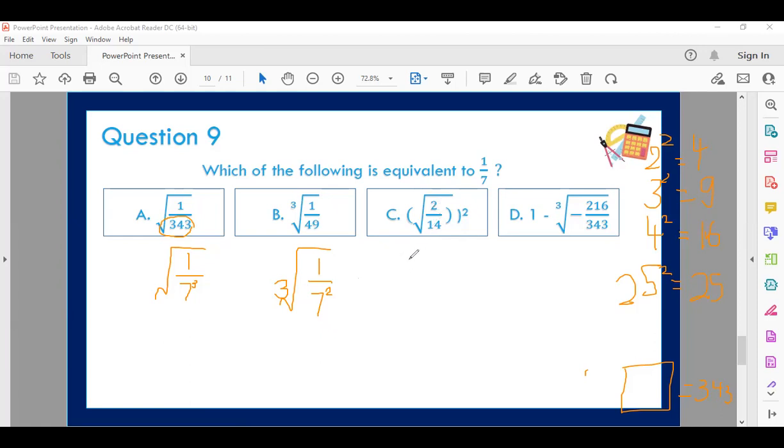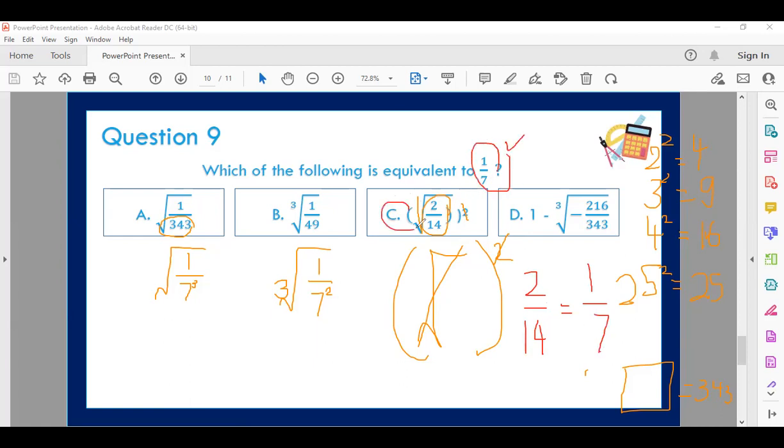Now let's look at C. In C, you have a bracket and then there's a square out there in front. So in other words, if you have a square and the square root symbol, this kind of cancels off. Do you know that? The square root symbol, and if you square it outside, it cancels off. So what you are left with is just 2/14. Now, 2/14 simplifies to become 1/7. Do you understand? So yes, you get 1/7 with C.